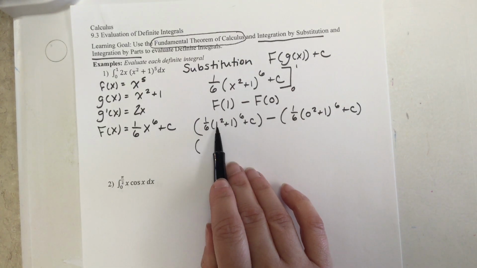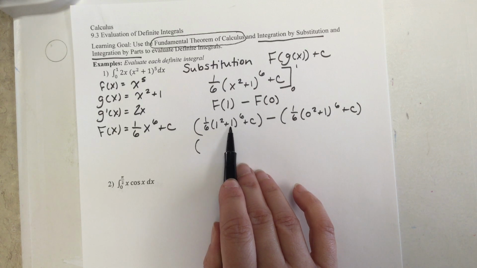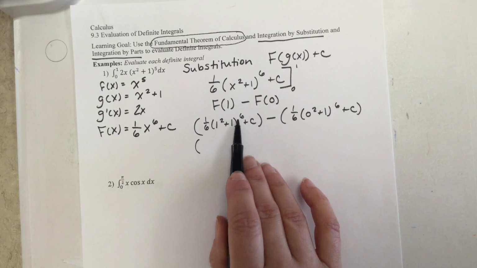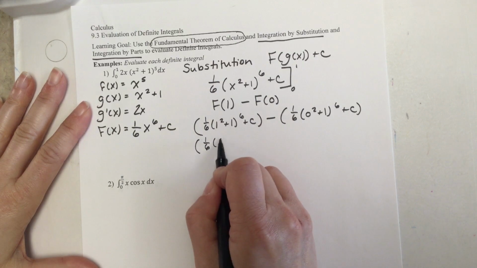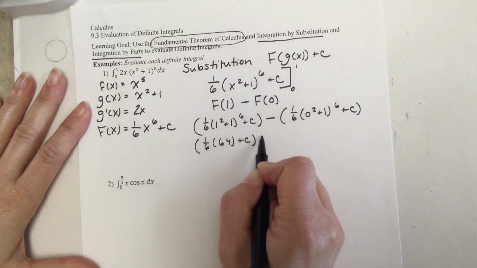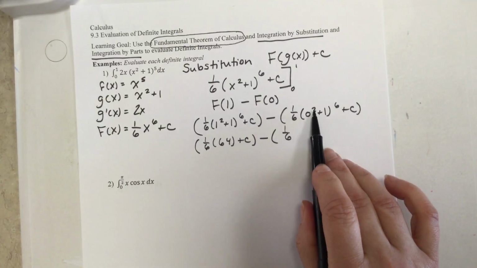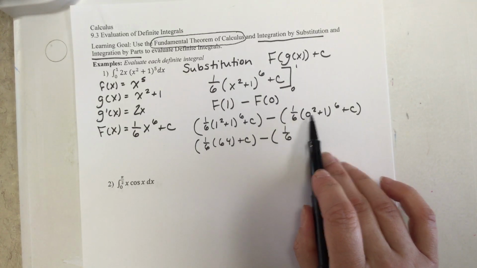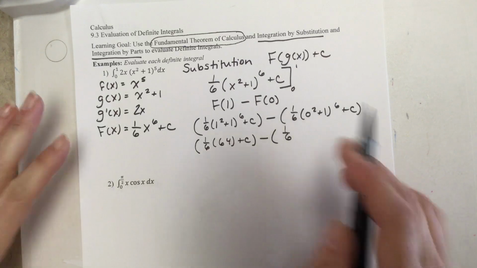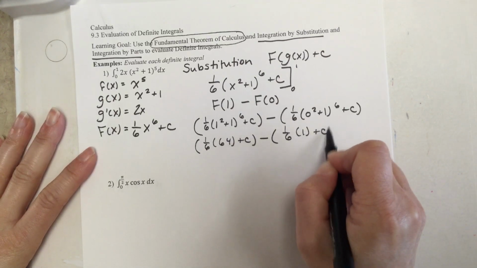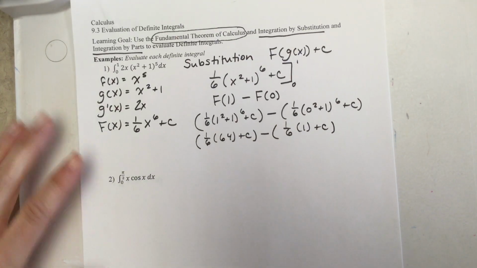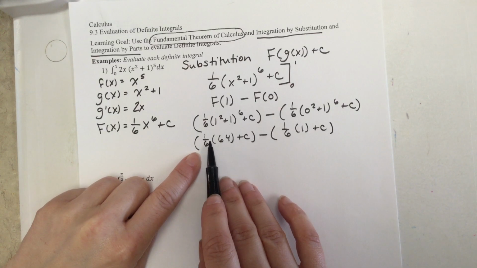So 1 squared is 1. 1 plus 1 is 2. 2 to the power of 6 is 64. So I have it to there. Now I go to the next one. In parentheses, 0 squared is 0. 0 plus 1 is 1. 1 to the power of 6 is 1. Okay? Now what I'm going to do is go ahead and multiply.